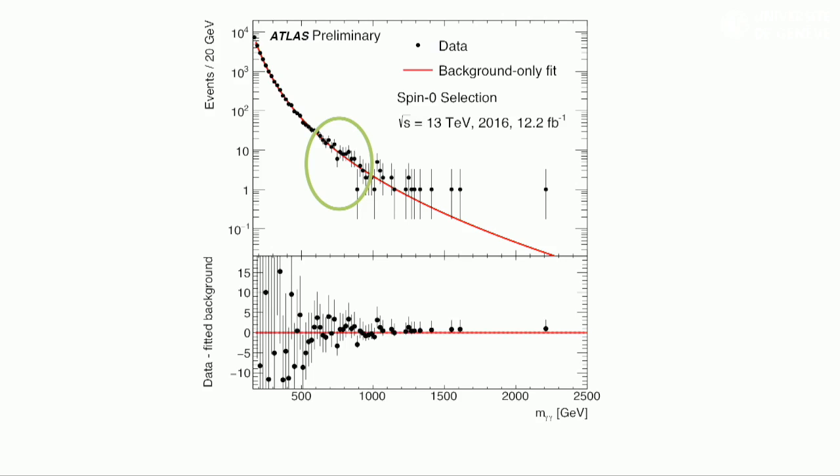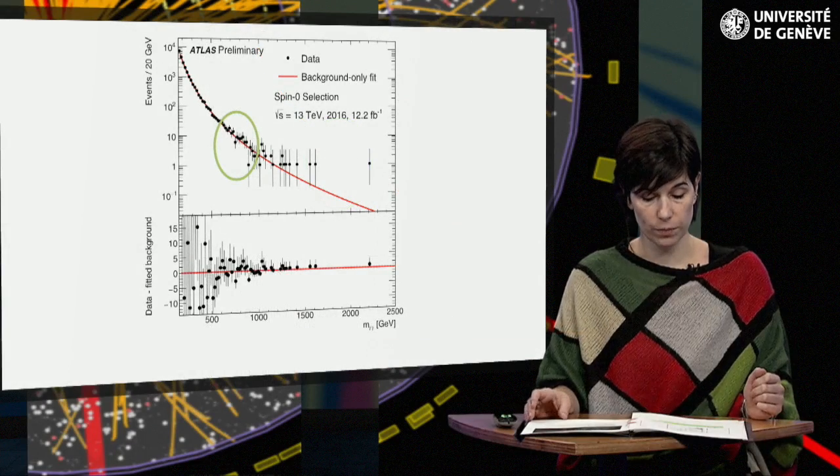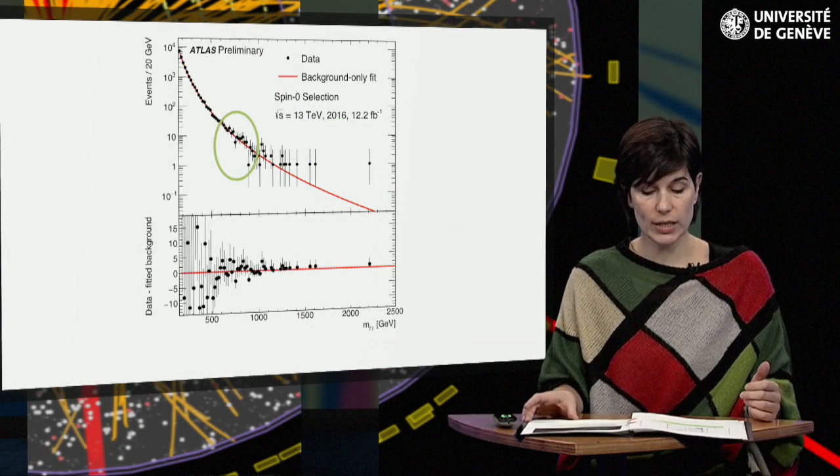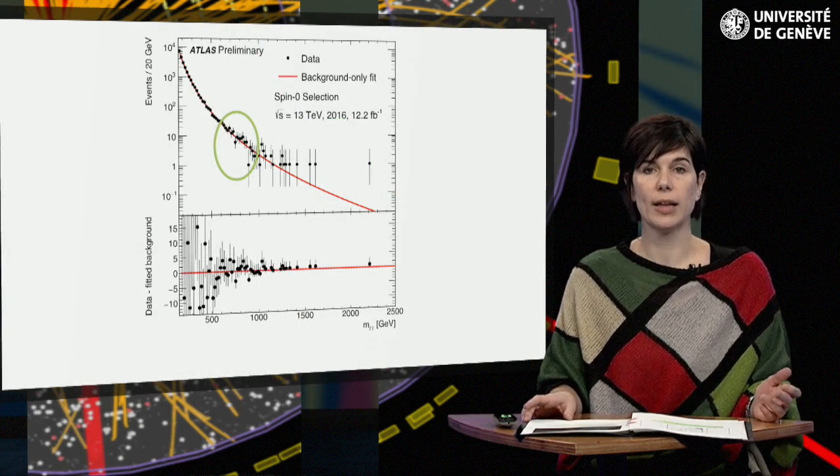You see that a firm discovery is difficult to make, and strict requirements on the significance of a convincing signal must be respected before concluding. This concludes this video. In the next video, we will discuss another type of searches, tail searches.